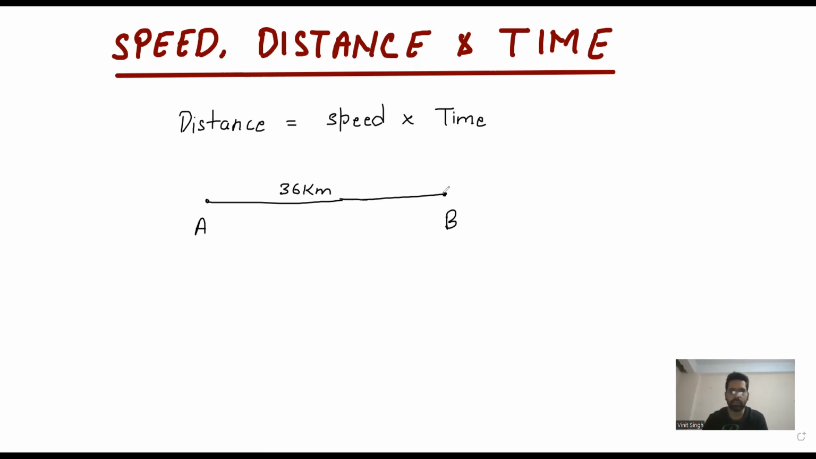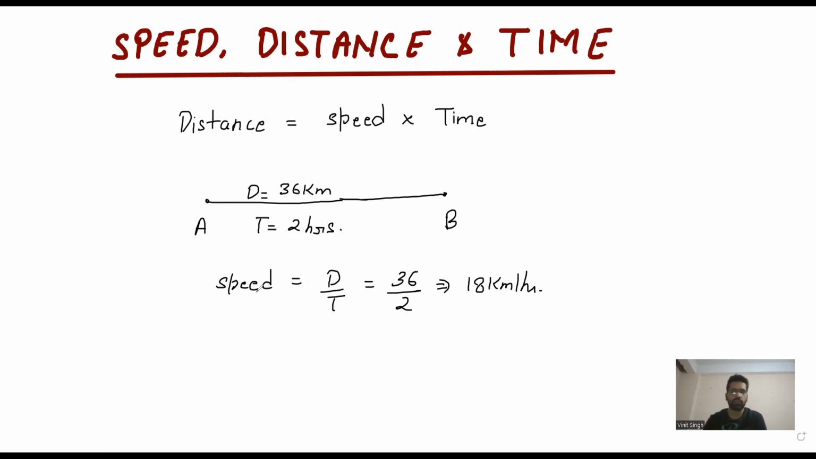The station A and B distance is 36 kilometers and a car starts from A towards B. Now the car covers the whole distance in 2 hours. Now we have to find what is the speed of the car. So the simple formula is there. Speed is equal to distance upon time. Here it is 36 divided by 2. Now the speed becomes 18 km per hour.